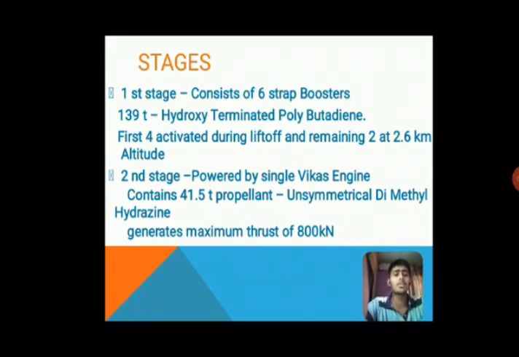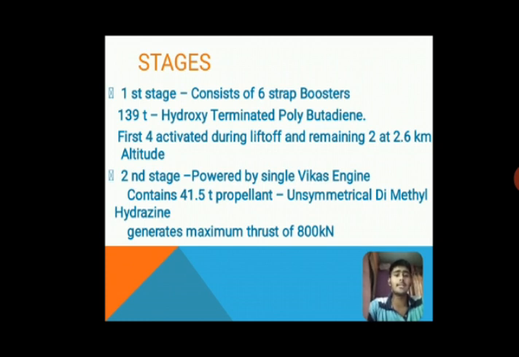I am going to explain the stages of PSLV. There are actually 4 stages of separation to launch the PSLV rocket. The first stage consists of 6 strap-on boosters, 139 T of hydroxyl terminated polybutadiene. The first 4 are activated during liftoff, and the remaining 2 at 2.6 km altitude. This completes the first stage, and the second stage is ignited.